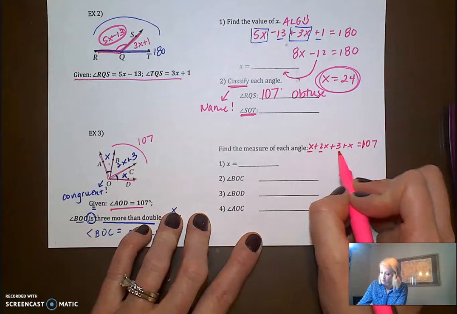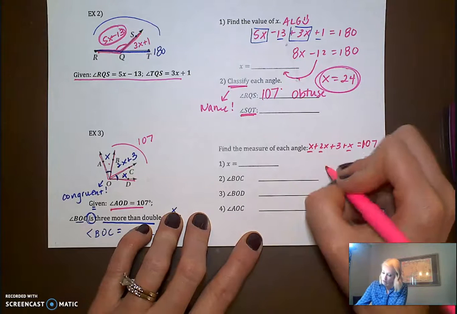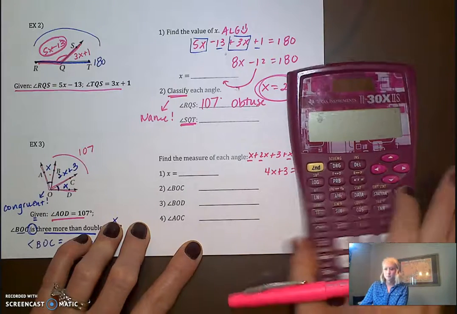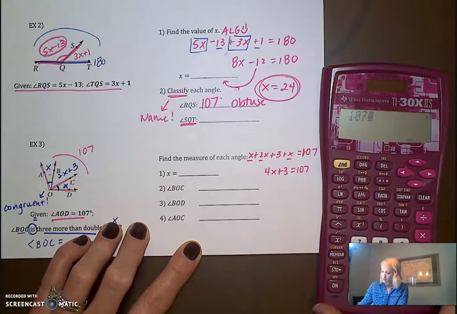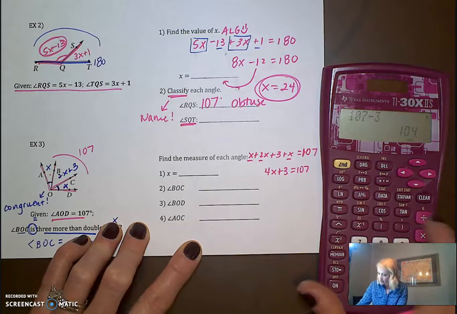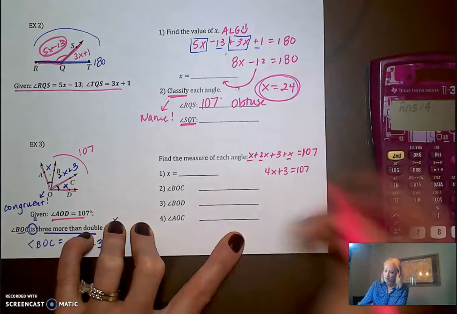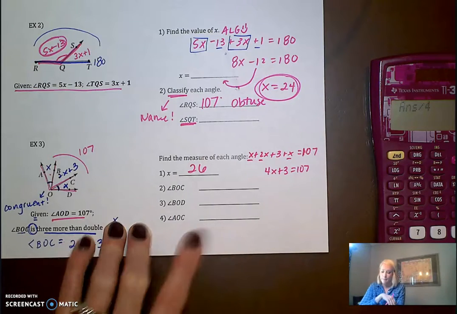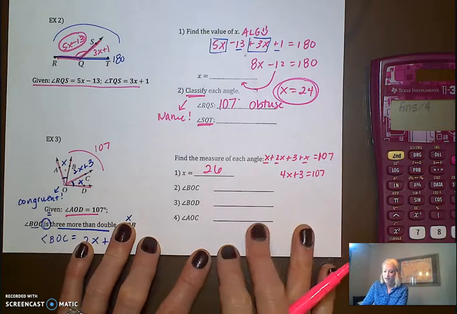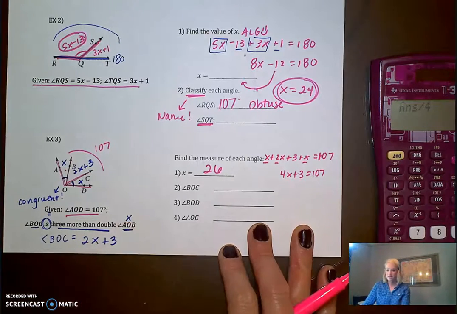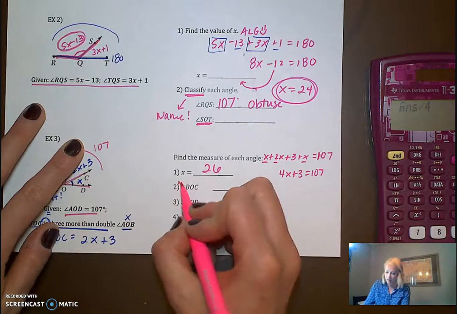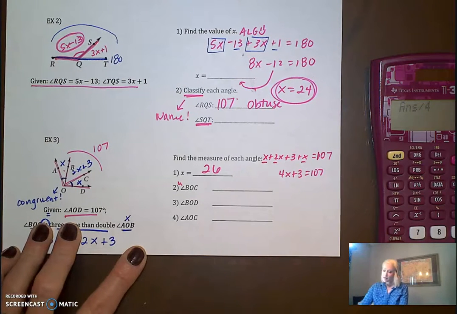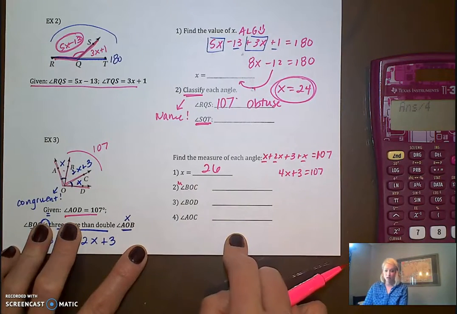Okay, so let's solve this. Let's combine the X's. There's 1, 2, 3, 4 X's plus 3 equals 107. Then I would just subtract the 3 over and divide it by 4. Hopefully that's not too fast. X would be 26. Now I can go in and say how many degrees. That's what they want right here. It should say the measure, so you know for sure that's what they want you to do, not name it. I want the measure, how many degrees are all of these angles.